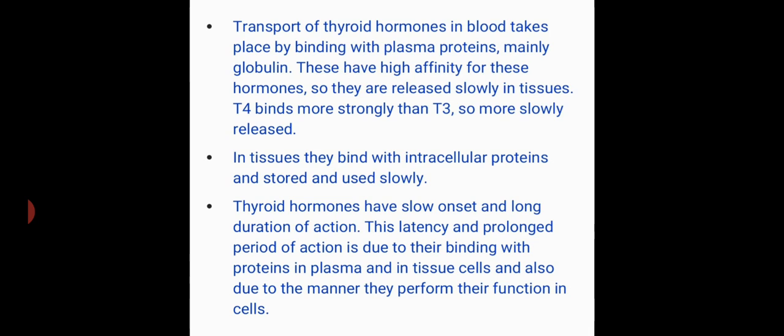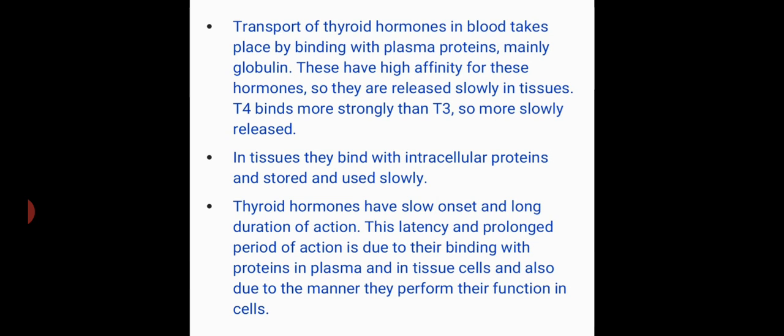From the blood, T4 and T3 are transported to the tissues in combination with plasma proteins, mainly globulin. These plasma proteins have high affinity for these thyroid hormones, and among these hormones, they have more affinity for T4 than T3. Therefore, T4 is released more slowly than the T3. In the tissue cells, they bind with intracellular proteins and are stored and used slowly. T4 again binds more strongly with these intracellular proteins than the T3.